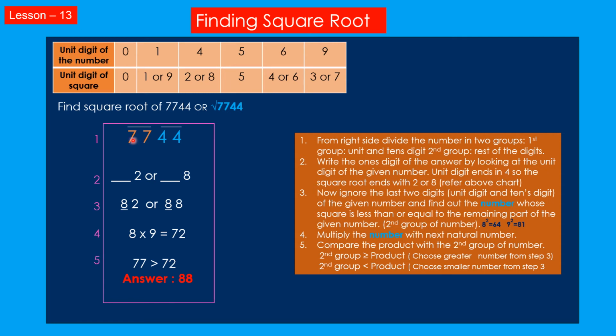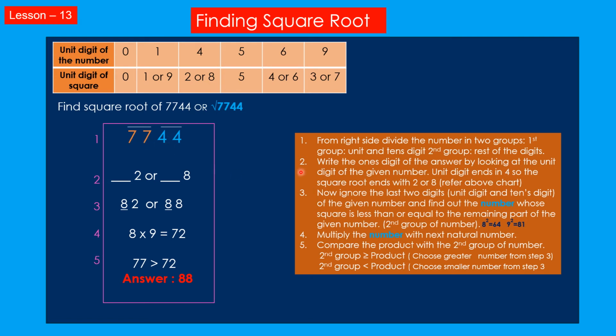Now for example, if there is another number 1 besides 7, 17744, then our first group will be 44 and 177 will be the second group. Alright, so the first step is over. You divided the number into 2 groups.